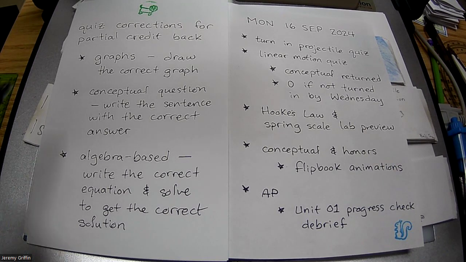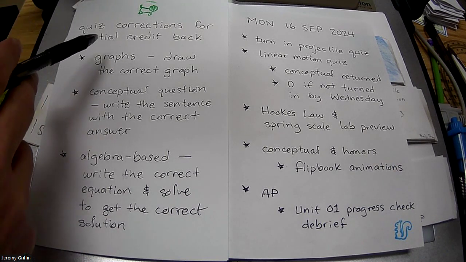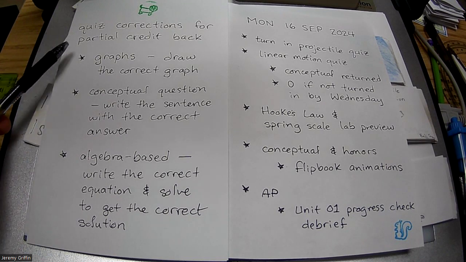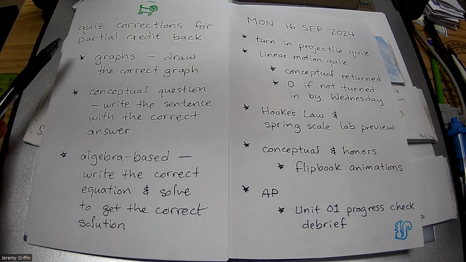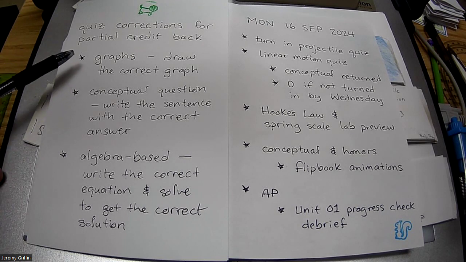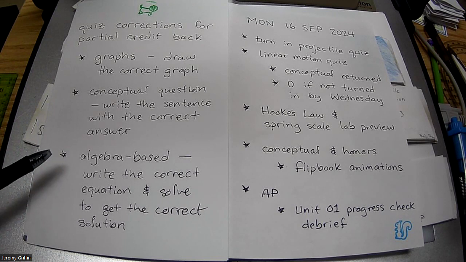A little bit more on that. Here on the left side, quiz corrections for partial credit back. I've been doing this the last few years and it's worked pretty well. When you get your quiz back in your folder, you see those folders hanging back there, it's where I'm returning all your work. If you missed some questions and want some points back, here's how you can get partial credit back. There are three main categories of questions I ask you.